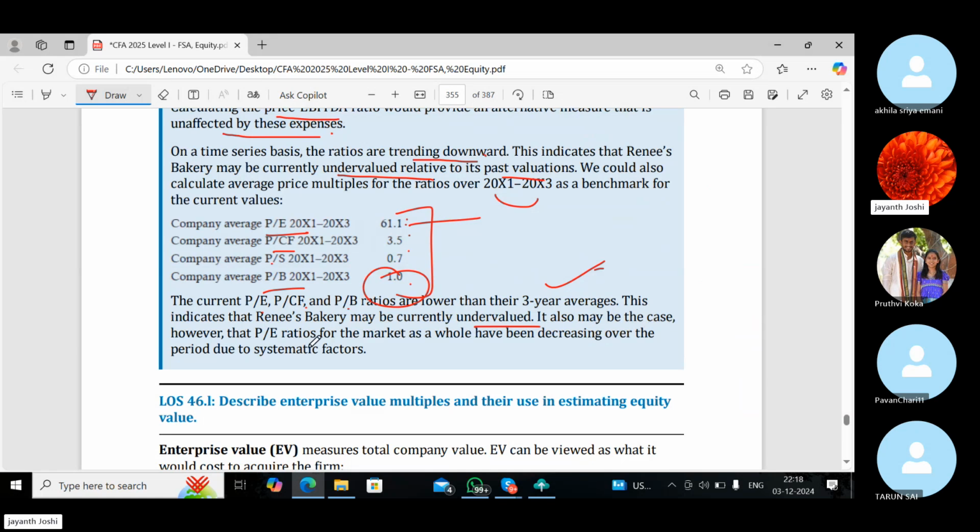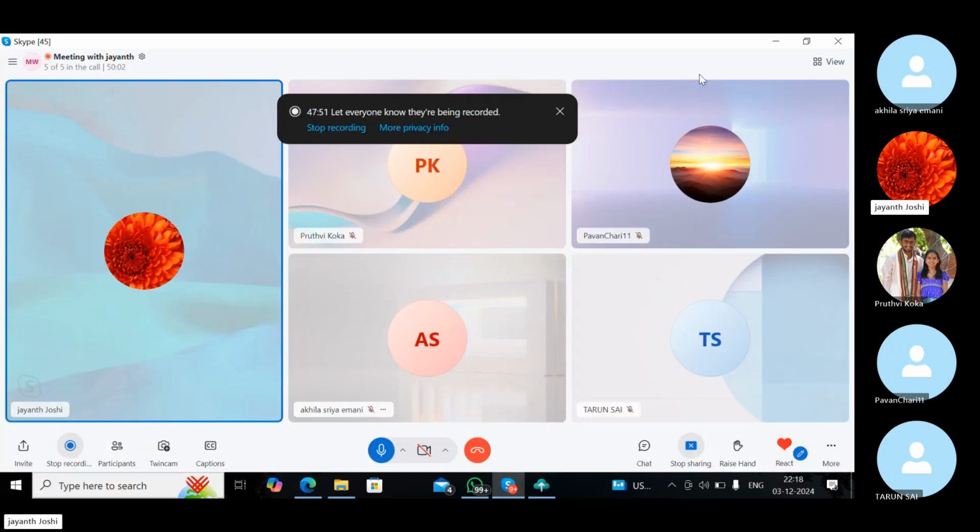It may also be the case, however, that PE ratios for the market as a whole have been decreasing over the period due to systematic factors, which we cannot do anything about. Systematic factors are the ones for which we do not have any remedy to control, because everyone is suffering because of those factors. It is systematic risk. So today let us conclude here.